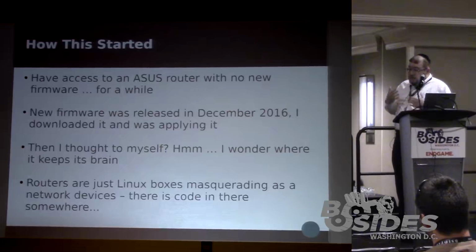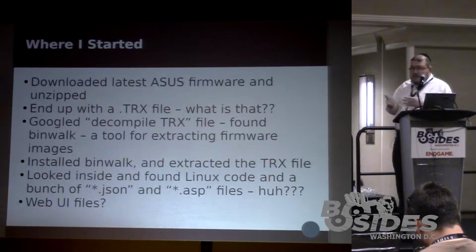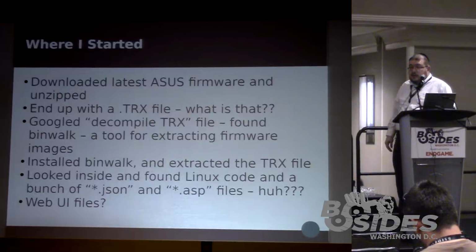What was curious to me, and basically the point of my talk, is that I started from the application layer and I ended up in the application layer, even though it was a router. Now, this is what I did. It basically took about a night. I downloaded the firmware, I opened the firmware, I found a file. What in the world is this file? It turns out it was some sort of Linux partition.